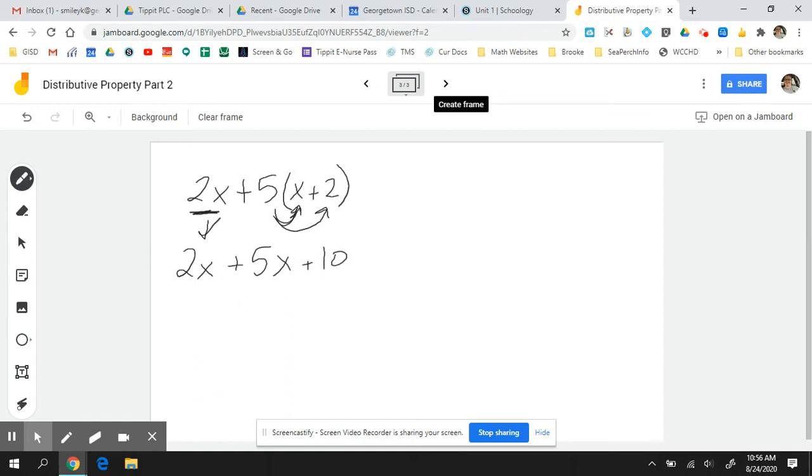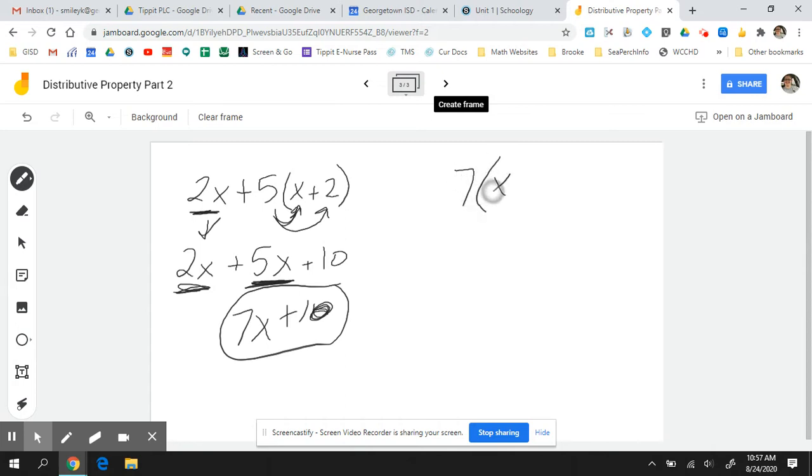So we're still going to combine like terms. Now we have x's that are similar terms, so we're going to add those together. 2 plus 5 would give you 7x, and then bring down your 10 because we couldn't do anything with our 10. Okay, and that would be our answer. Combine what you can.